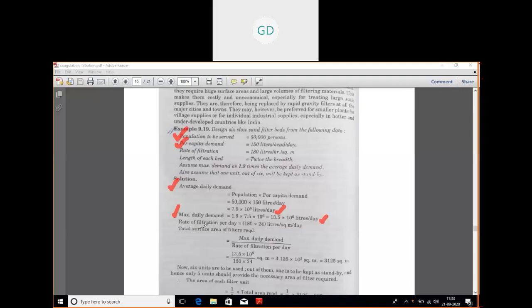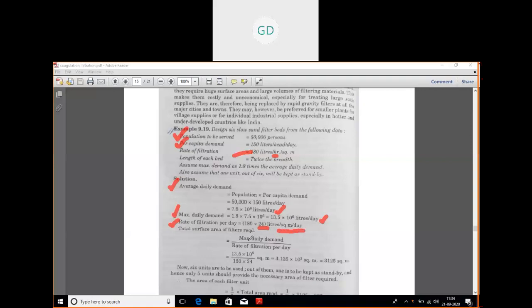Okay, then rate of filtration per day, you need to find out. In the question it is given rate of filtration as 180 liters per hour per square meter. So it was mentioned in hour, but you need to convert it to day, since your average daily demand and maximum daily demand, you are getting the unit in day. So for that you need to convert the rate of filtration from hour to day. So you have to multiply it by 24, then it will become liters per square meter per day.